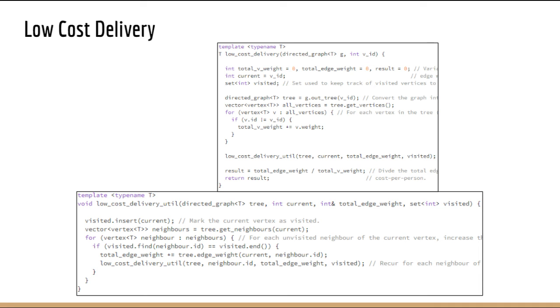From this, the utility function is called, which sums the edge weight of each edge in the tree through a recursive search algorithm. By using a tree, the function is capable of generating the lowest cost per person for the cases I tested. However, as I did not test this function extensively, I am aware that there may be some cases in which the function does not produce the lowest possible cost per person.